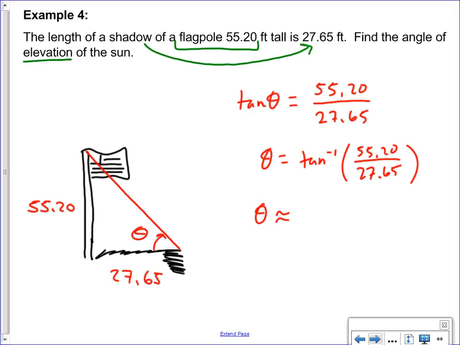How many sig figs? Two decimal places. Say it one more time. 63.39. Do we agree? Everybody else check. Just check it. 63.39.